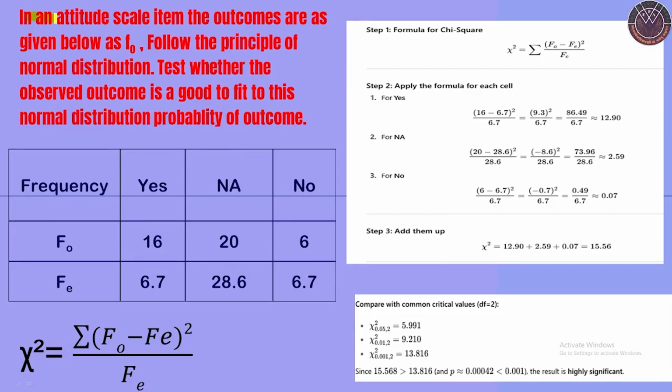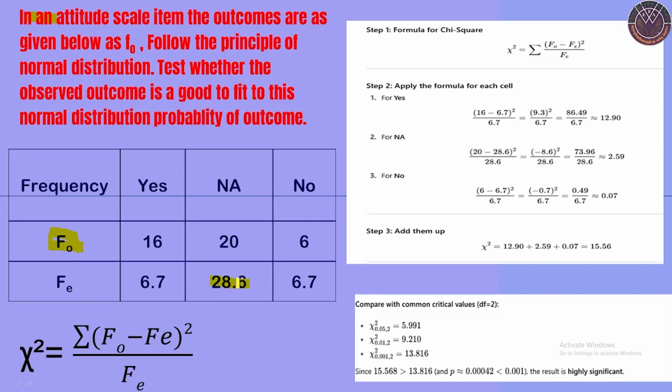So let us take one more example. In an attitude scale item, the outcomes are as given below. FO is given, and you can see this FO is there, 16, 26. Here you have to follow the principle of normal distribution. According to normal distribution, around 68% of cases should be in the average level or not applicable level. So we are keeping 28.6 as the number of cases. Total is, I think, 42.